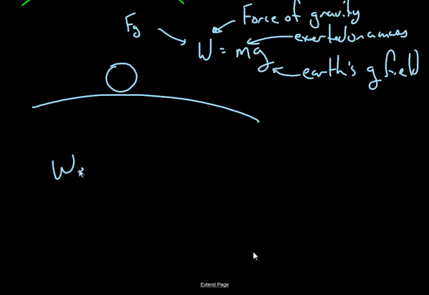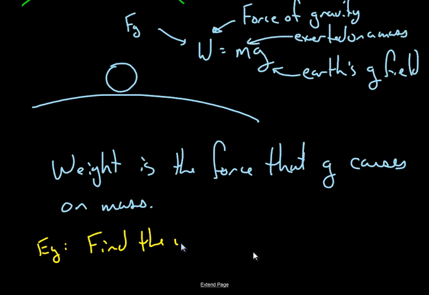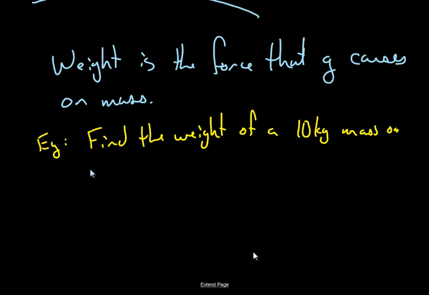So weight is the force that g causes on mass. We can do a little problem with that in mind. For example, find the weight of a 10 kg mass on Earth.